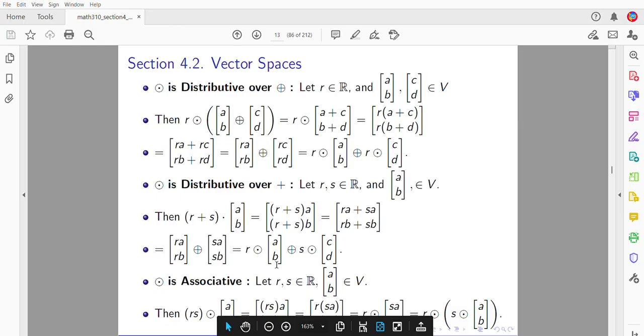Now among real numbers, multiplication is associative, so that is R(SA). Likewise, let me move my cursor so you'll be able to see this. The parenthesis moves because of associativity among real numbers, and then using ⊙ you get the R out, and then using ⊙ you get the S out. So ⊙ is associative.